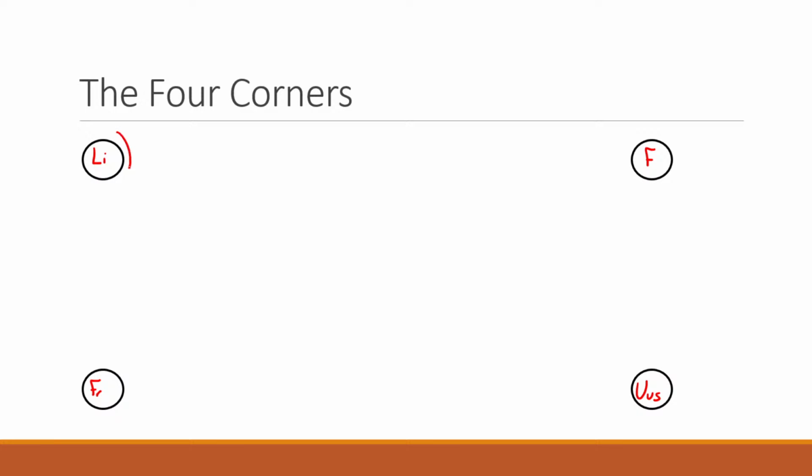Lithium has 2 shells and 1 valence electron. Fluorine, because it's in the same row, has 2 shells, but 7 valence electrons. Francium and ununseptium both have 7 shells because they're in the 7th row together, but francium has 1 valence electron and ununseptium has 7.